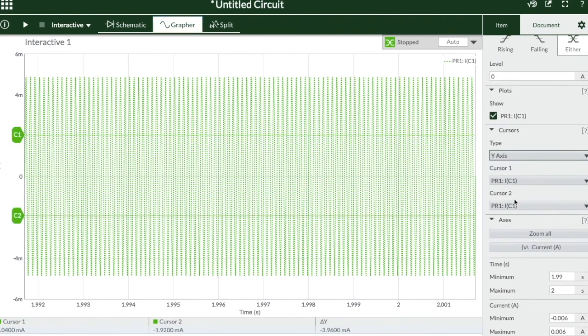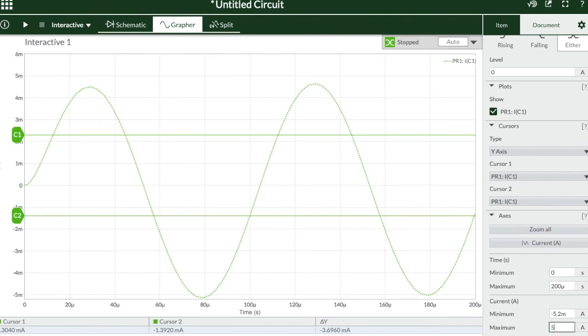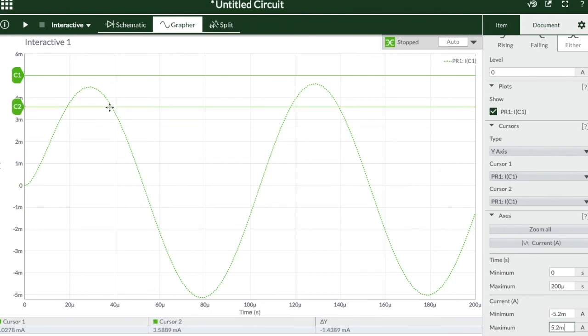One of the cursors can be kept to observe the maximum current, where we'll select minimum and maximum currents little beyond the actual values. So we'll take minimum current as minus 5.2 milliampere and maximum at 5.2 milliampere. We'll shift one cursor at 5 milliampere position, which is going to be the maximum current calculated theoretically, and we'll select the position of cursor 2 at 3.535 milliampere. This is the closest that we can select, and that is 3.5306 milliampere.